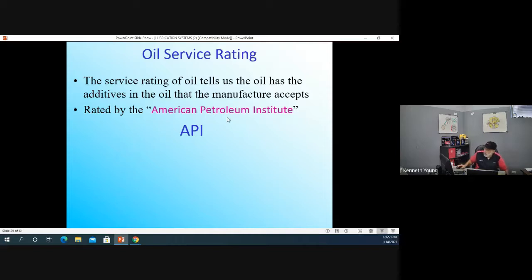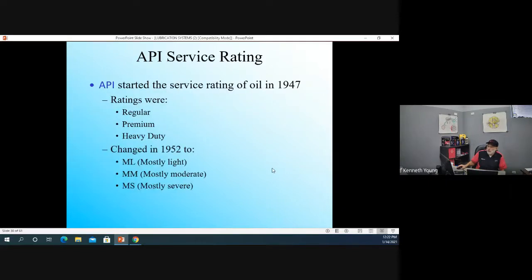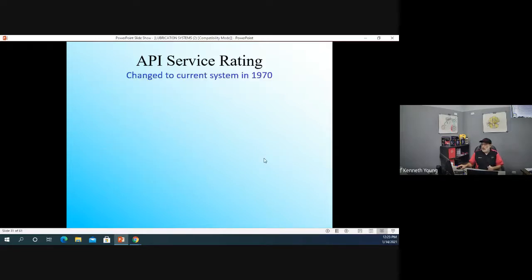Okay, guys, the next one is American Petroleum Institute. And these are the guys who rate the oils for what they can be used for. So the first guys were SAE. They handle viscosity. These guys handle additives. They tell us what cars it can go in. And this stuff has been going on since basically the 1950s. So on your oil bottle, there is something there that tells us what it can fit in.